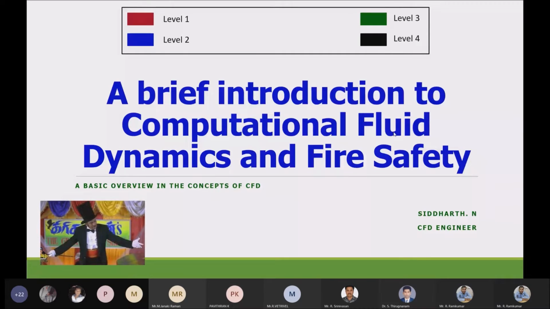So the topic for today is a very brief introduction to computational fluid dynamics and some applications, how we can save buildings from fire, and its application in fire safety engineering. That is one of the main topics today, and I'll be mostly going through the basics of computational fluid dynamics, which is the most part of this guest lecture.